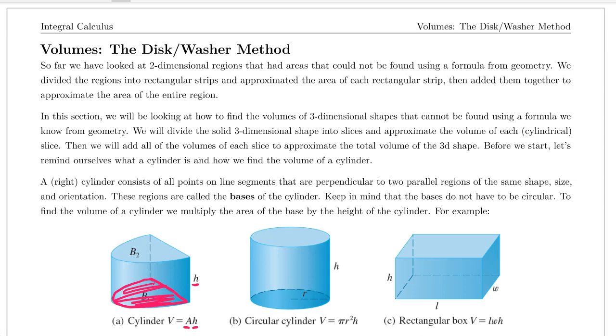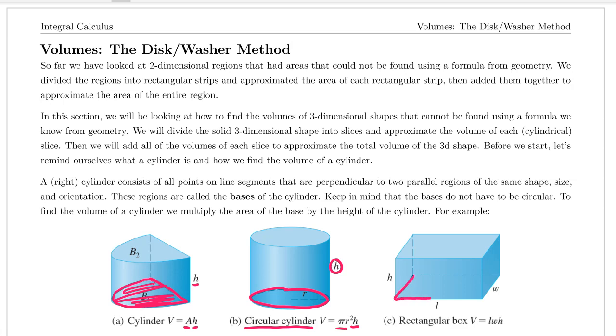And a lot of times we think that cylinders are required to be in the shape of a can of soup, but that's typically what we think of when we are talking about circular cylinders. The base of a circular cylinder is a circle. The area of a circle is pi r squared, and then we're multiplying that by h, and that gives us the volume of a circular cylinder.